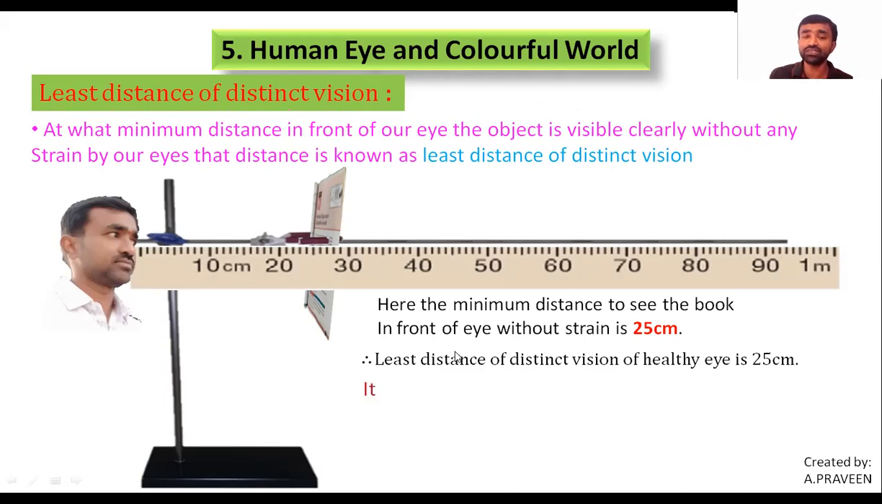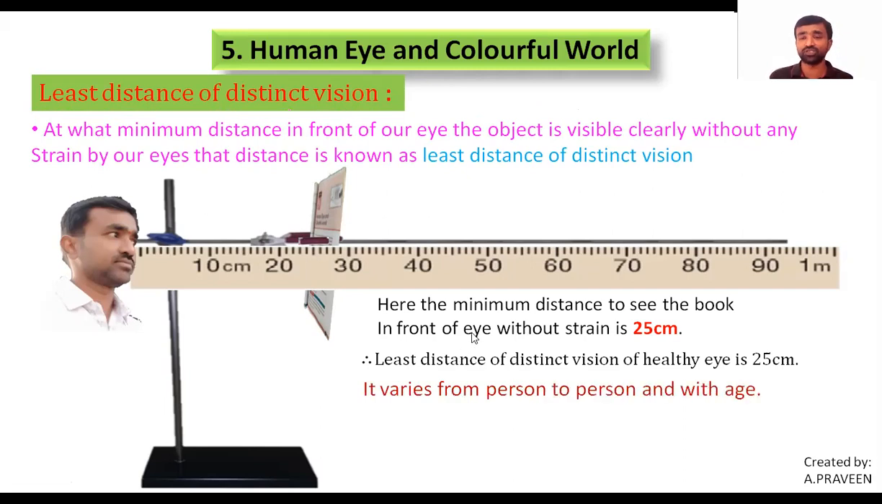Then this least distance of distinct vision varies from person to person. It is not fixed, because the 25 centimeters is also not fixed for the least distance. It also changes, right? Okay, so this is the reason it is called an average value. The majority of people have this value. That's why it is given as an average value of 25 centimeters.